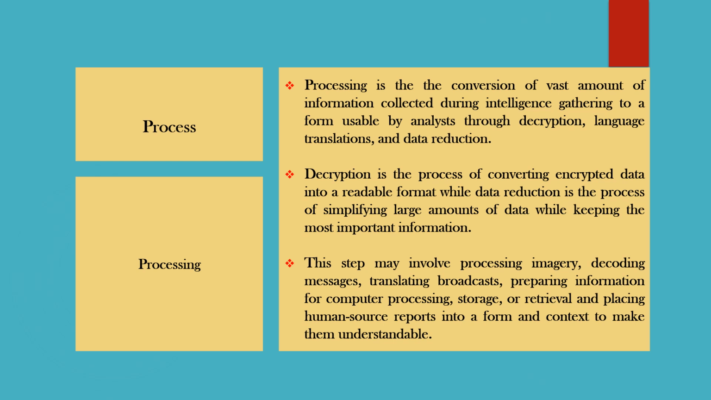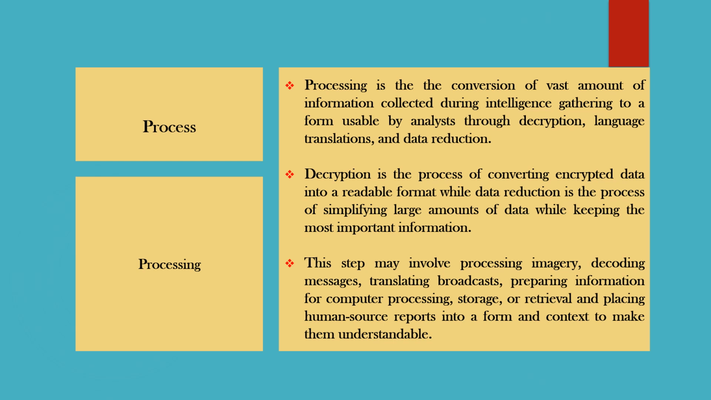So once the field officers have collected intelligence information, that information has to be processed. And processing it simply entails converting the amount of information that has been received into a form that can be used. And this, I've said, is done by analysts through three main methods: one, decryption, language translation, and data reduction.